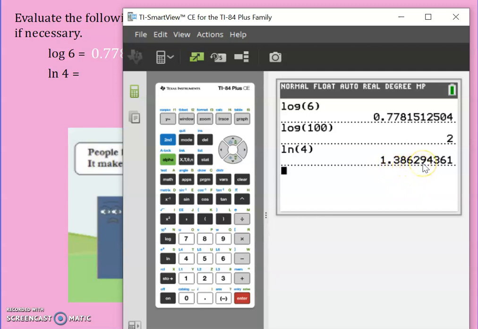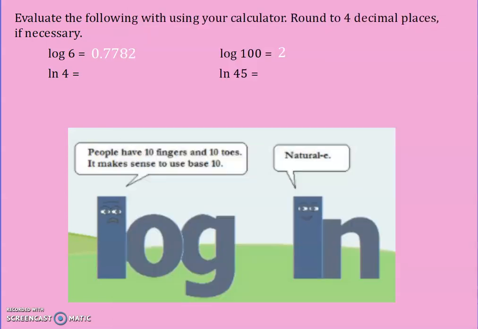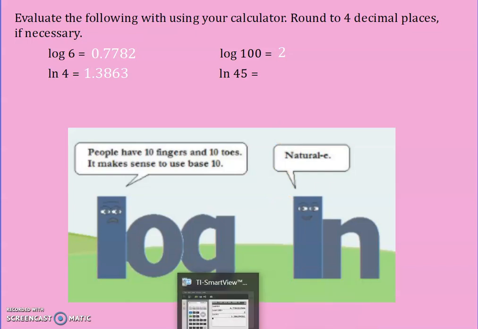After the 2 is a 9. That means we've got to round it up. So log of 4 is 1.3863. So what about that log of 45?